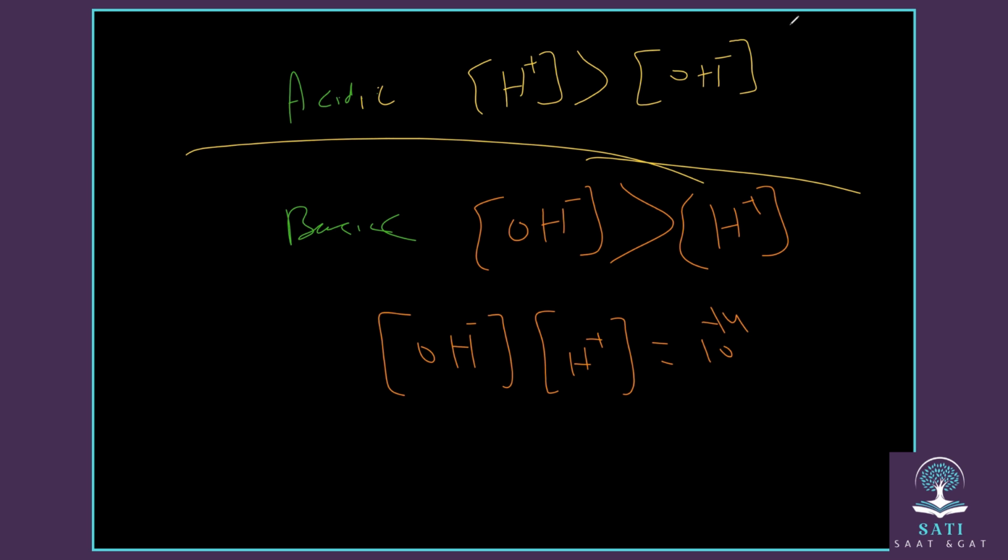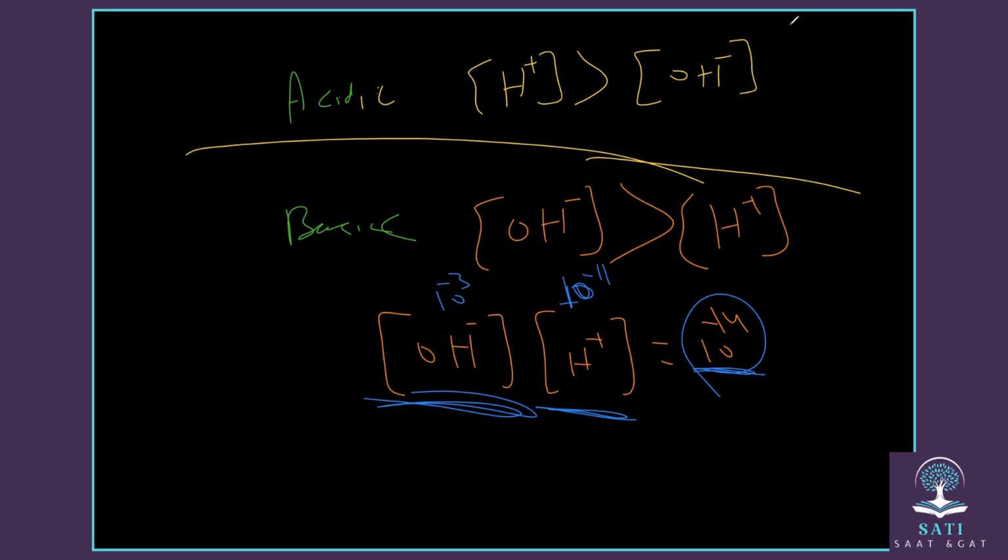Even if one is more, one is less. Look, for example, the concentration of OH is 10 to the power of negative 3. What will be the concentration of H? As we know, when we multiply these concentrations, they have to give us 10 to the power of negative 14. So this one has to be 10 to the power of negative 11. If we multiply 10 to the power of negative 3 times 10 to the power of negative 11, we get 10 to the power of negative 14.